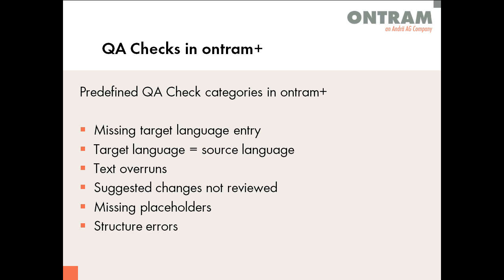ONTRAM is by default configured with a few QA check categories, including the ability to flag segments meeting the following conditions: missing target language entry, segments where the target language text is identical to the source language text, segments with text overruns where text exceeds predefined length boundaries, segments with changes that have not been reviewed, segments with missing placeholders, and segments with structural errors. It is also possible to configure your own QA checks to meet your organization's needs. But as we wanted to focus on how the translator handles handoffs and QA checks, we will cover QA check creation and configuration in a different tutorial.